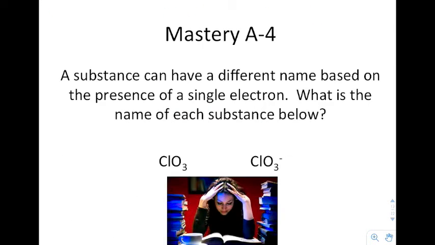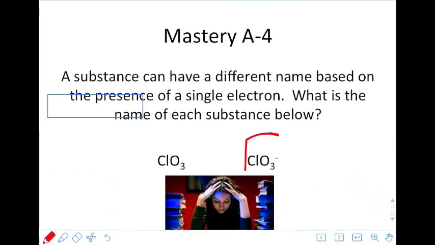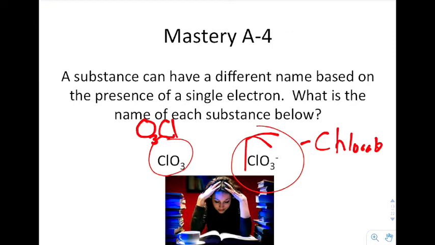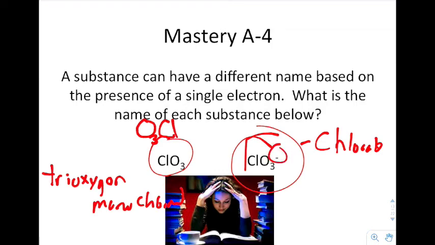So now, since a substance can have different names based on the presence of a single electron, what is the name of each of the substances below? This right here is from your polyatomic ions chart, and it is chlorate. This right here is not on your polyatomic ions chart, and you'd have to rearrange it because oxygen is more metallic than chlorine. It'd be O3Cl. And at that point, you'd have something called trioxygen monochloride. So there's a very different answer based on the fact of this single negative charge.